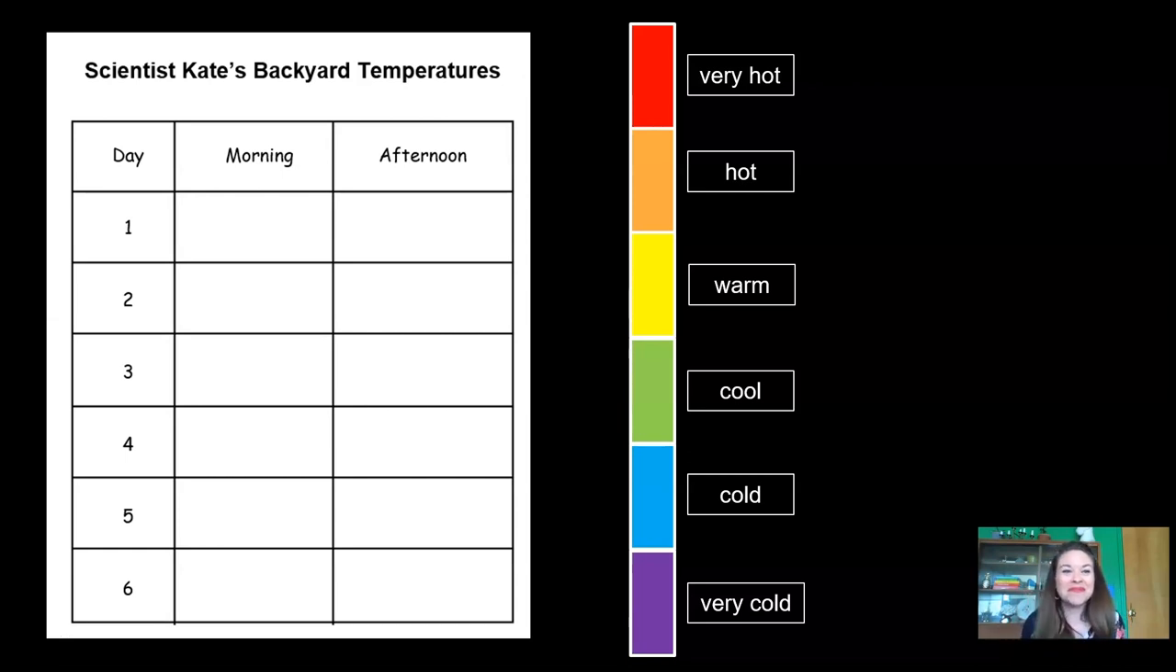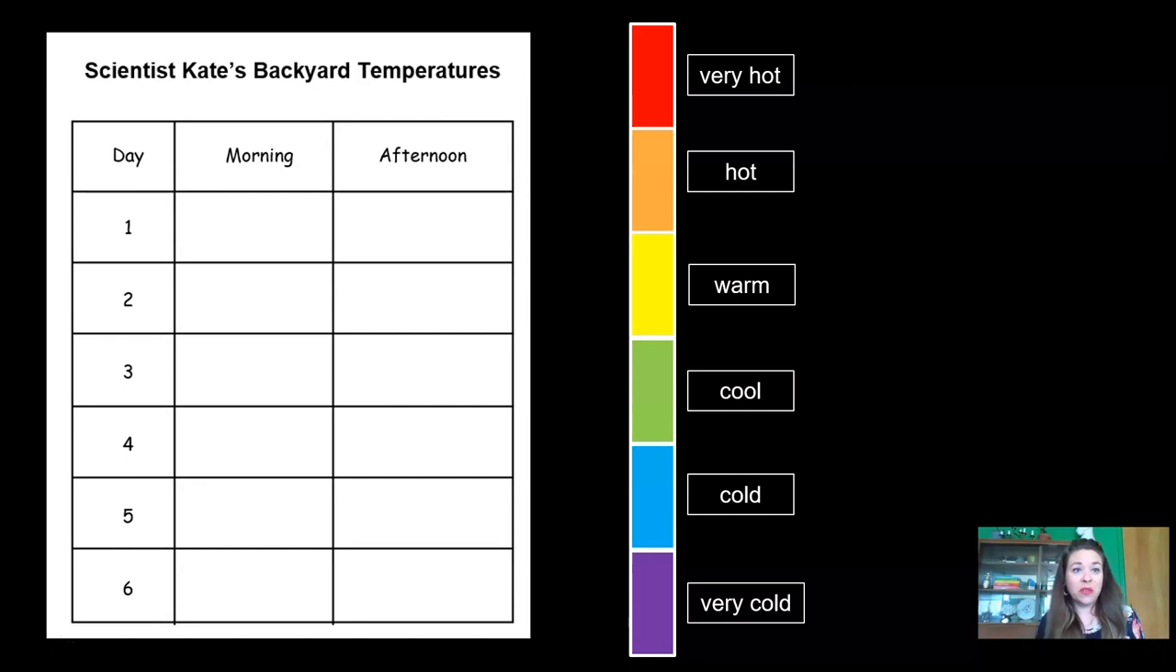Awesome. Here's what I did. Take a look at this. This shows us the temperatures. Do you remember them? Very hot, hot, warm, cool, cold, and very cold. Now, I made this. This is called a table, but it's not like a table that you eat dinner off of. Scientists call this a table, and it's a way that they can help organize data and compare.